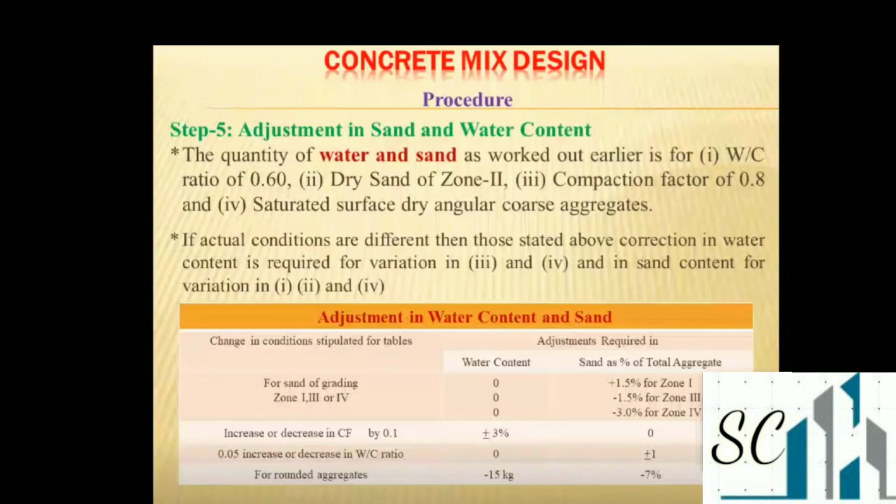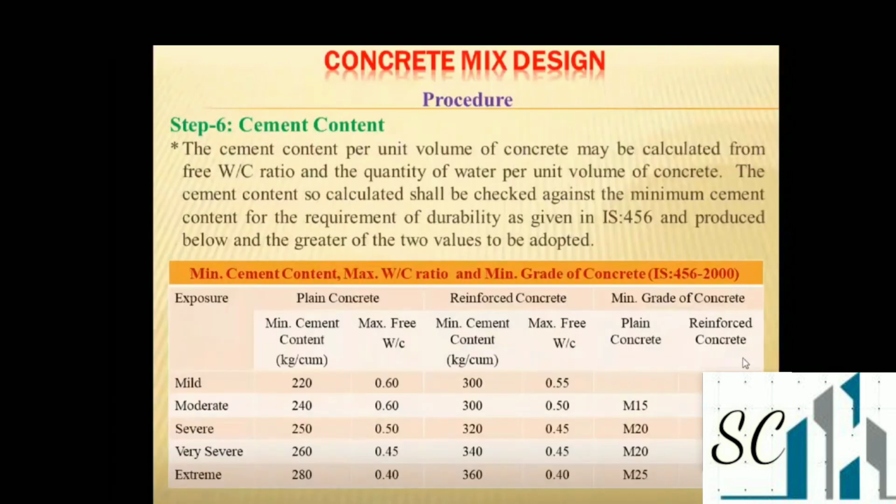Step 5 is the adjustment in sand and water content. The quantity of water and sand as worked out earlier is based on a water cement ratio of 0.60, dry sand of zone 2, compaction factor of 0.8 and saturated surface dry angular coarse aggregate. If these conditions are not the same, then corrections are required on the water and sand. The corrections required for water and sand are explained in this slide.